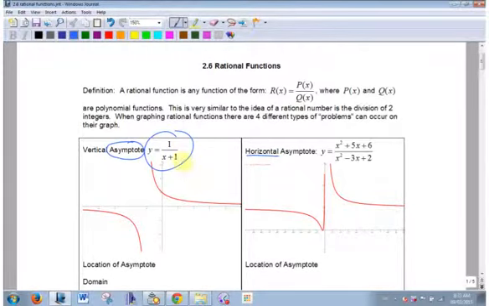Vertical asymptote. How do you know where it is looking at this function? Pretend that graph's not there. What can't we do? You can't take the square root of a negative, and you can't do that. So we talked about this in Math 11.